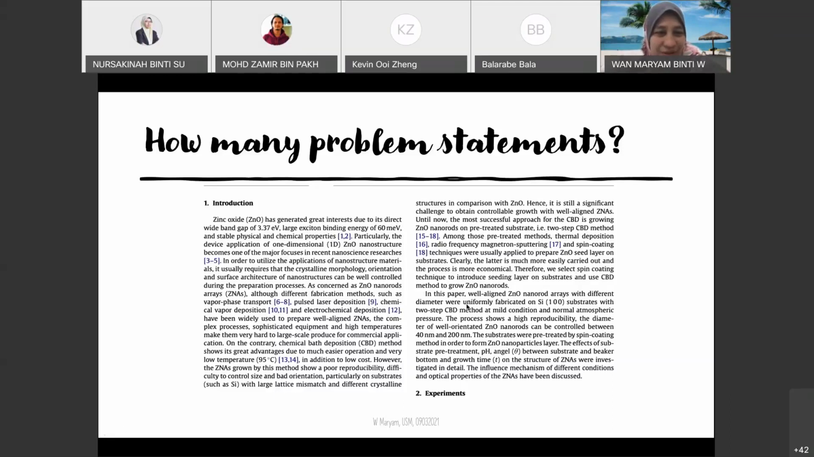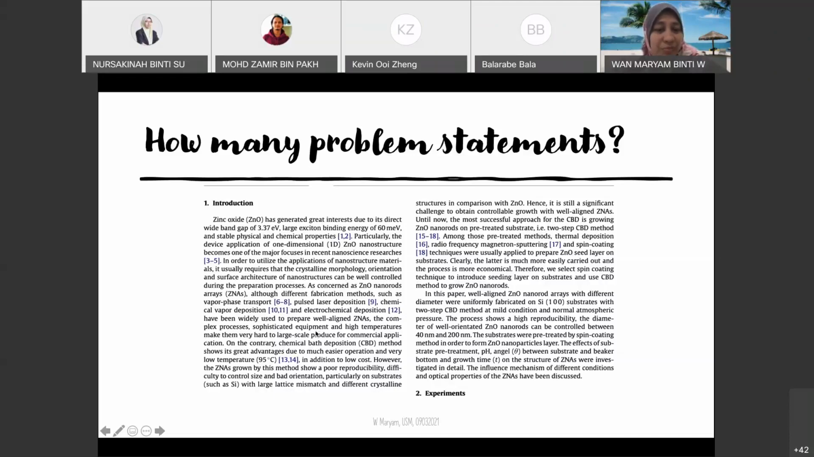Okay, right. So the first problem statement is around here, right? So device application becomes one of the major focus in recent researchers. In order to utilize, then they have to control everything. Okay, so although you have different methods, complex process, sophisticated equipment, high temperatures make them very hard to large scale produce. Okay, one problem, right? Now, we can do chemical bath deposition. For example, this is low cost, low temperature. However, it also has another problem. Okay, so one problem they want to overcome is for large scale production.